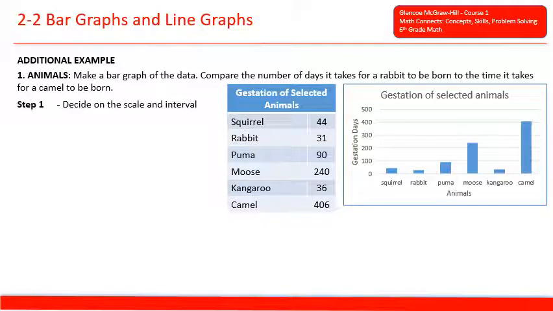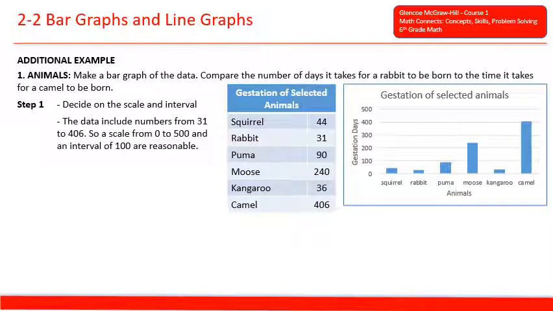Step 1, decide on the scale and interval. So the numbers are 31 to 406. So the scale 0 to 400 and an interval of 100 are reasonable. So if you look on the vertical axis, you'll see 0, 100, 200, 300. That's our intervals, 100s. Step 2, label the horizontal and vertical axes.